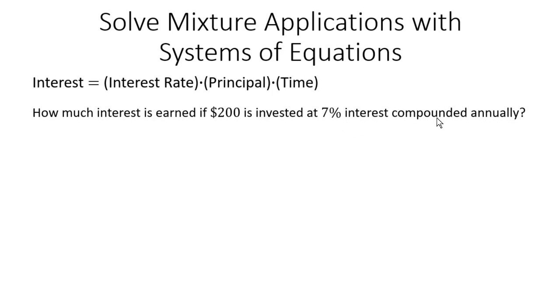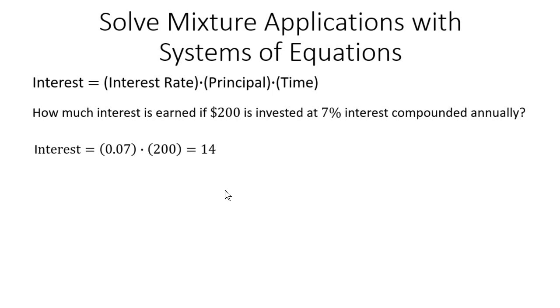So after 1 year, the time is just going to equal 1. So all I'm doing is multiplying the interest rate by the principal to get the amount of interest that I will earn in 1 year. So that's going to be 0.07, which is the interest rate, 7%, multiplied by $200, which is the principal. And of course, the time we said is 1 year. And that means that the amount of interest then is going to be $14.